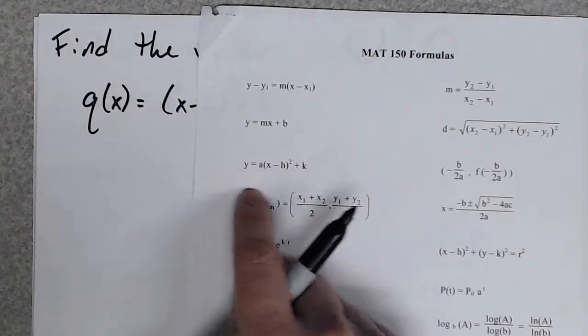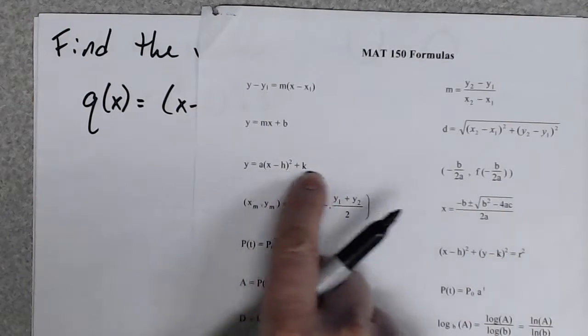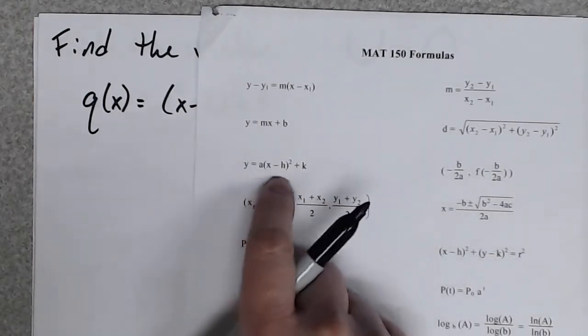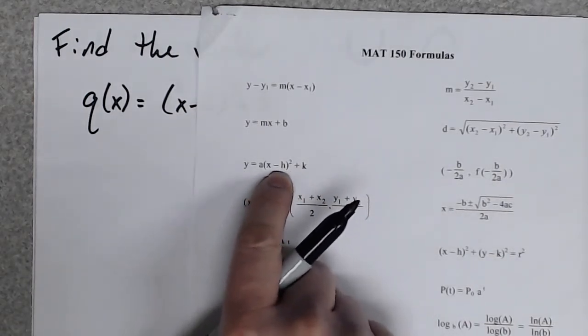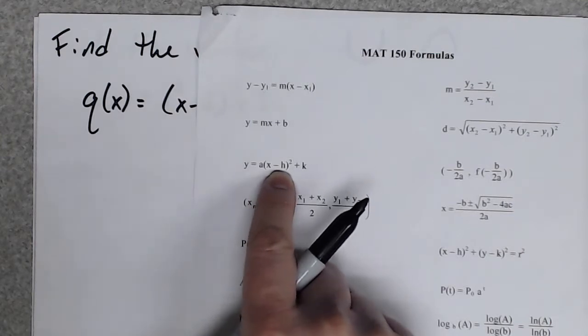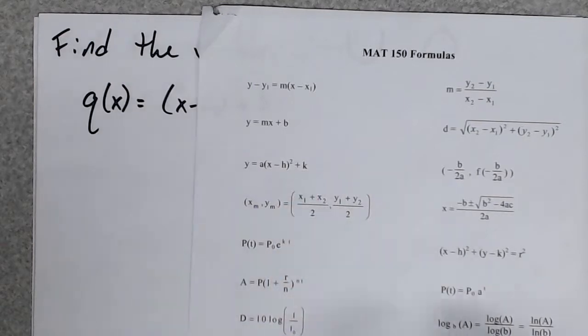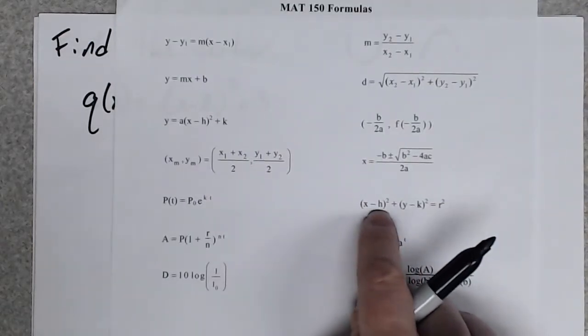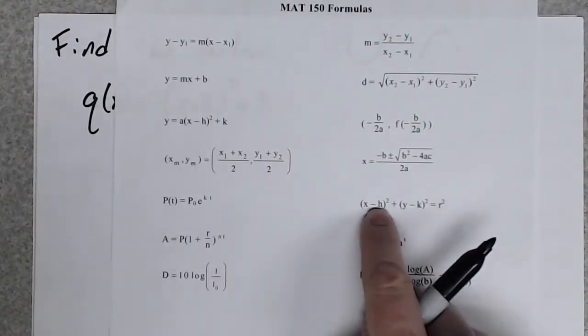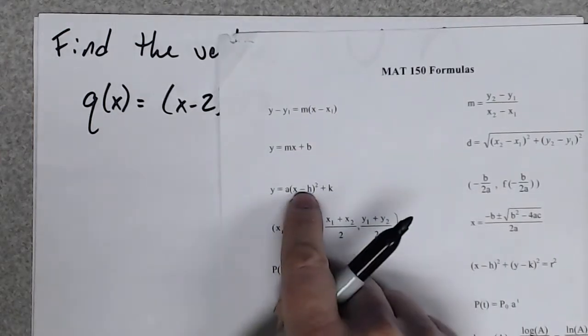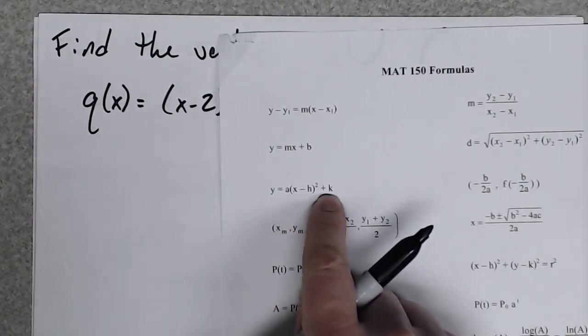If you are given an equation that's a quadratic in this form, then the H value is going to be the X value of your vertex, and the K value is going to be the Y value of your vertex. Now recall again, remember in the circles where you change the signs of H and K? Well, you're going to change the sign of H, but not the K value.